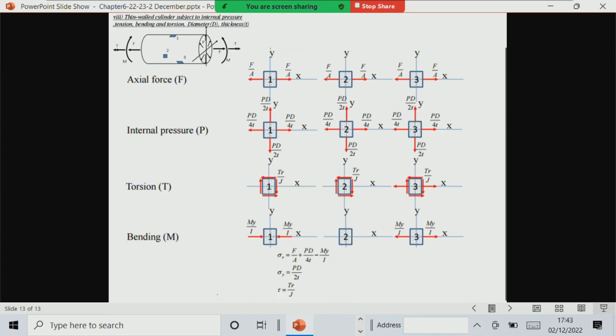So sigma x, we are using the superposition rule. I've applied each load individually, and calculated the stress components for each load applied. Now I'm adding them up, I'm superimposing them. So stress in the x direction is equal to F over A, positive, PD over 4t, positive, minus My over I, and negative. Stress in the y direction, we only have the effect of pressure. It only creates stress in the y direction for us, so PD over 2t. And the shear stress is coming from the torque. There is no flexural shear stress because this is pure bending moment. It's not a lateral shear force.